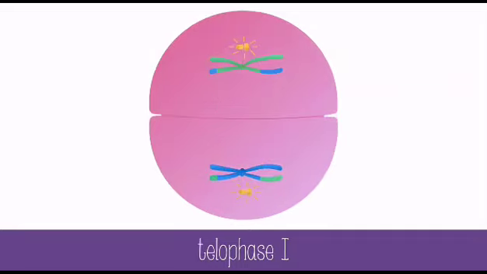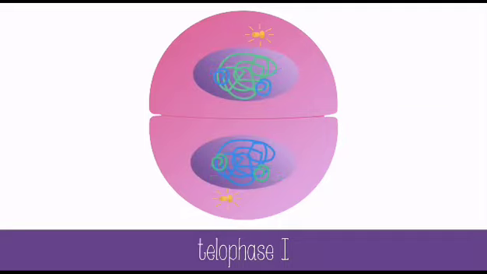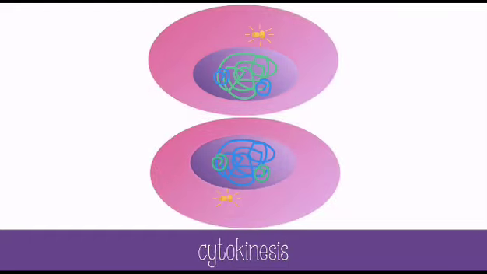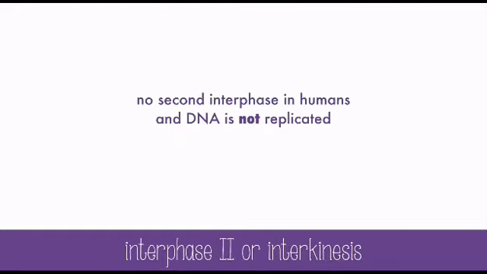At telophase 1, the nuclei reform, and the chromosomes wind into chromatin. And during cytokinesis, the rest of the cytoplasm divides. In humans, there's no second interphase. However, some plant species experience a second interphase or interkinesis, but the DNA is not duplicated in this phase.